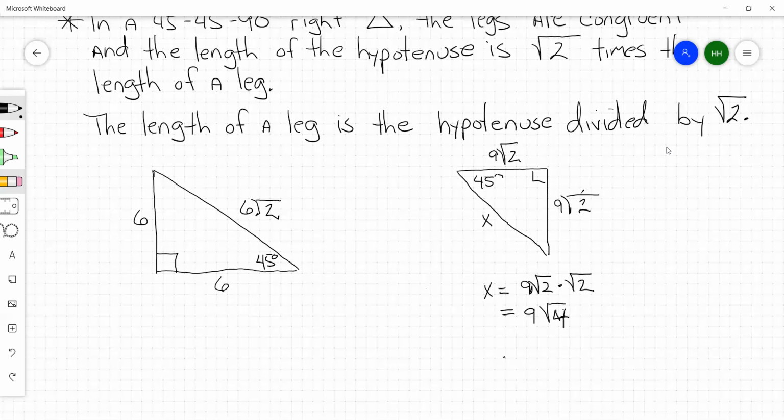Square root of 4 is a perfect square, isn't it? The square root of 4 is equal to 2, so we simplify it to a 2. So this becomes 9 times 2. So x in this case is equal to 18. Make sense?